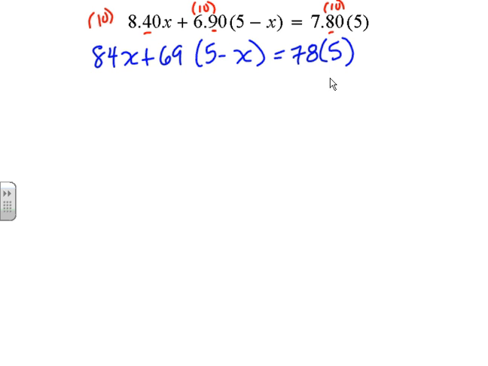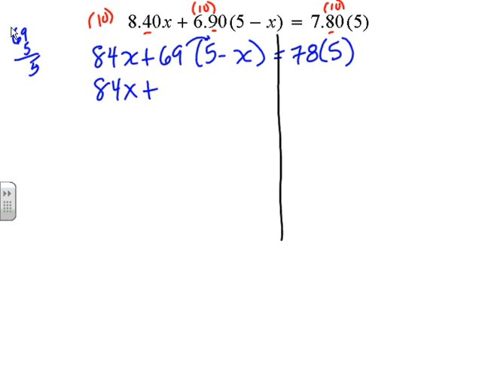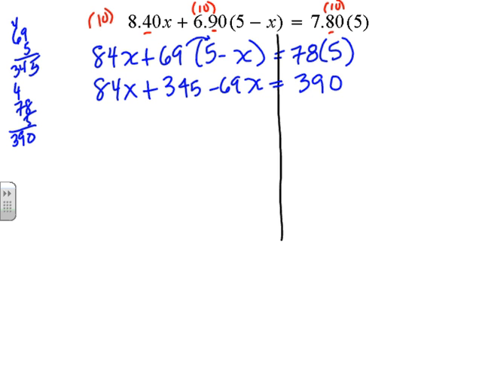All right, so now we have to do some simplifying and put some stuff together. I'm going to try and keep ourselves straight, so I'm going to draw a line here to keep things where they are. So I have 84x plus, I want to distribute 69 times 5. Well, I got to work on the side here to find out what that is. 345, so I'll write that down. Minus 69x. That's going to equal, and I have 78 times 5 on that side. That's going to be 390.